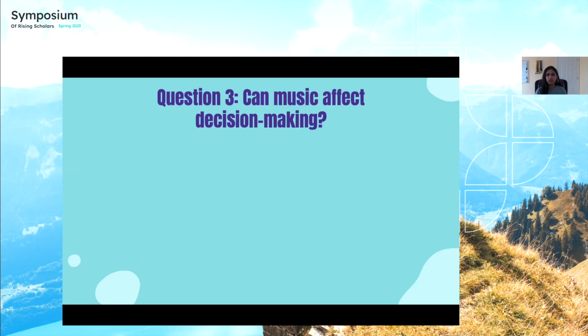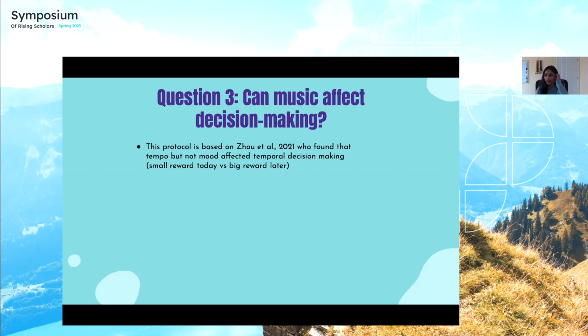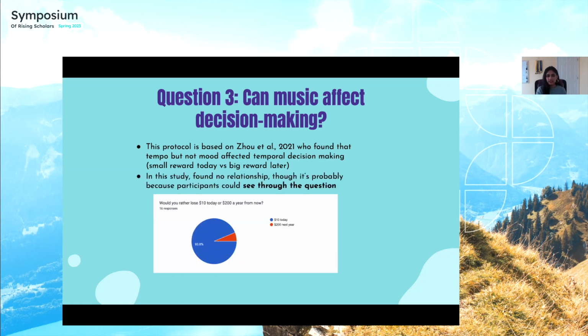And this is question 3, asking, can music affect decision making? Like I said, I would reference a research paper later on in the project, and this is that research paper. The protocol is based on this paper, which found that tempo, but not mood, affected temporal decision making. I tested mood, but this research paper tested tempo. Tempo is how fast or how slow a piece of music is, and how that affected temporal decision making. So do you want a small reward today or a big reward later? In this study, there was not really much of a relationship found, although it's probably because participants could see through the baseline question that we asked.